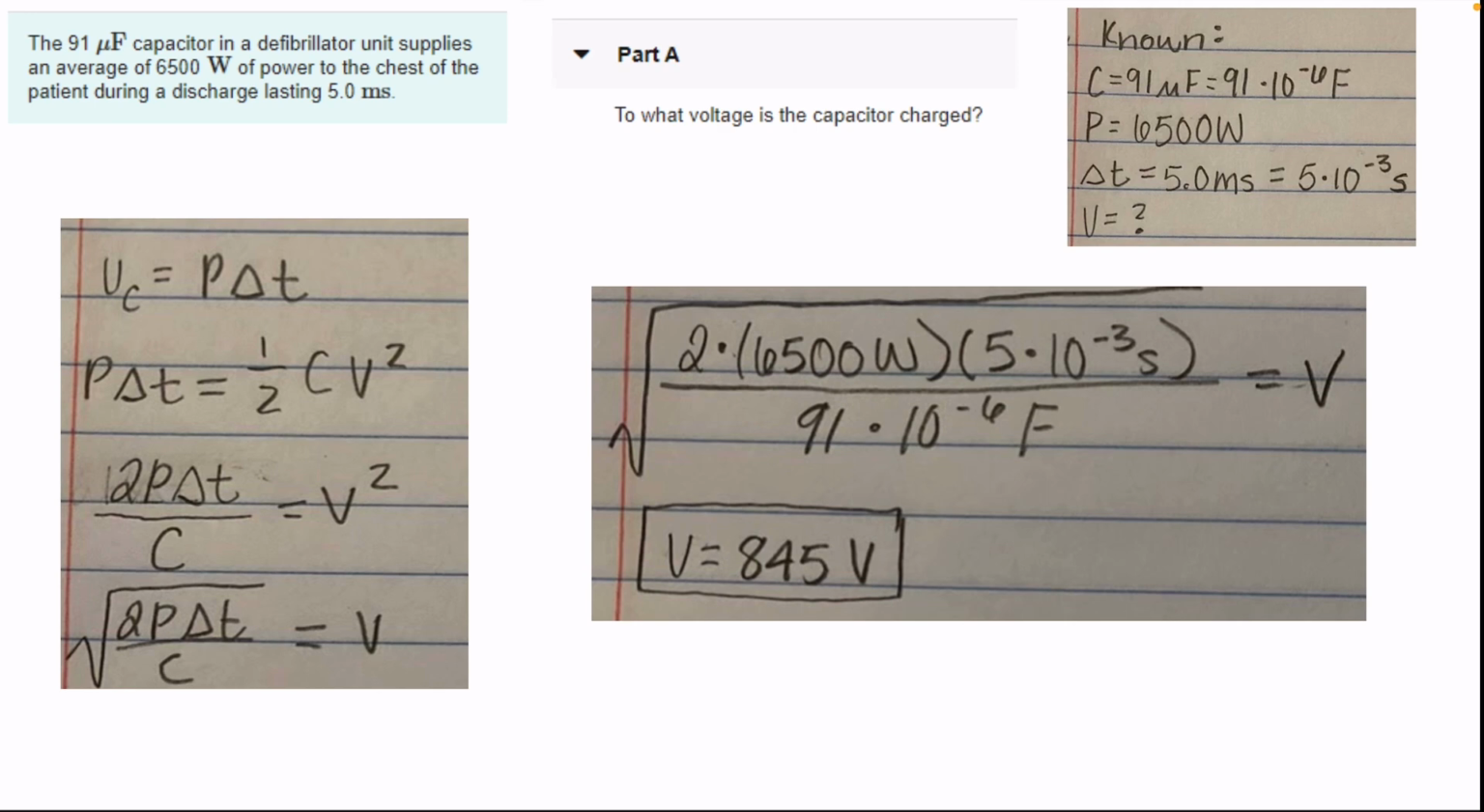So once we plug it in, we get a total voltage of 845 volts. So that's going to be the answer for this problem.